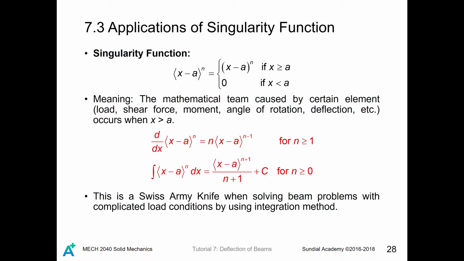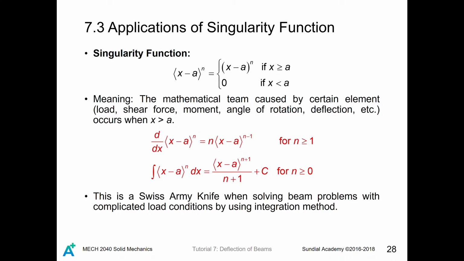The singularity function is given by the corner bracket x minus a to the power n, which equals the round bracket x minus a to the power n if x is greater than or equal to a, and equals 0 when x is less than a. That means if the value inside the bracket is 0 or positive, then the singularity function will work. Otherwise, if the value inside the bracket is negative, the singularity function will simply return 0.